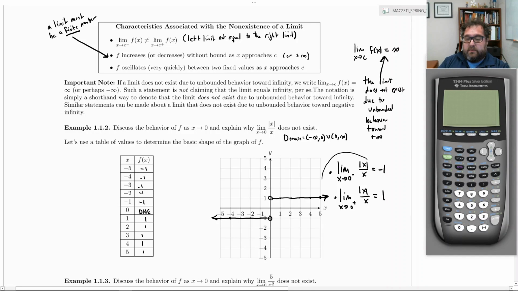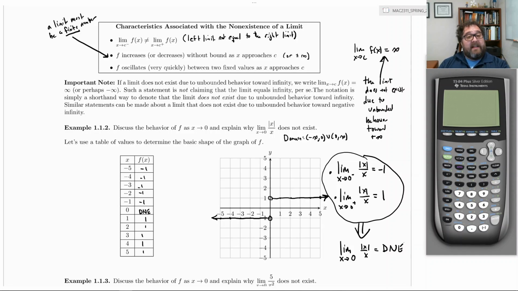So these two facts imply that the limit as x approaches 0, considering both sides, it's a weird looking x, let's fix that, does not exist. The limit as x approaches 0 from the left and the right does not exist.